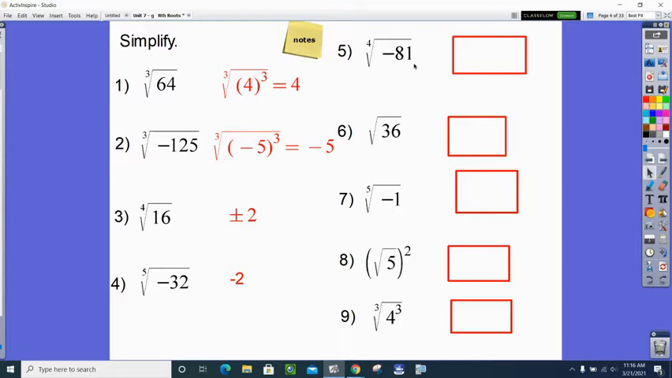Can it be a negative? Can we get a negative 81? Well, what about negative 3? Negative 3 times negative 3 is 9, times another negative 3 would be negative 27, times another negative 3 would be positive 81. There's no way with that even index to get a negative. This is undefined.